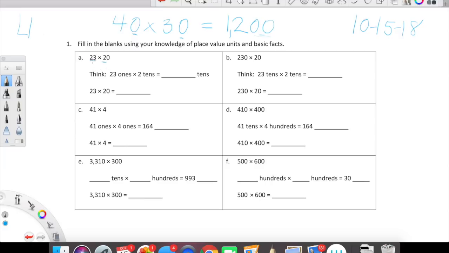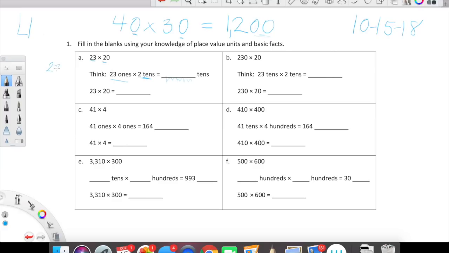So let's look here at 23 times 20. Obviously, there's been a lot of work done here for us, and we're responsible for filling in the blanks, but let's go ahead and talk through this. So we have 23 times 20. In unit form, that looks like 23 ones times 2 tens. Now for this blank, we have to think about, what is 23 times 2?